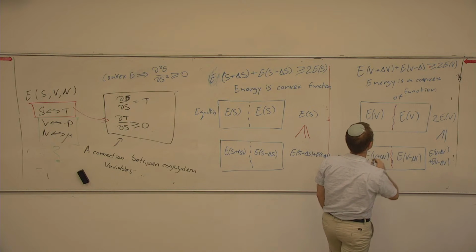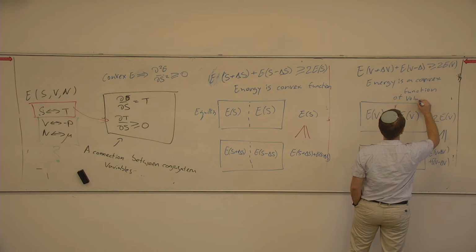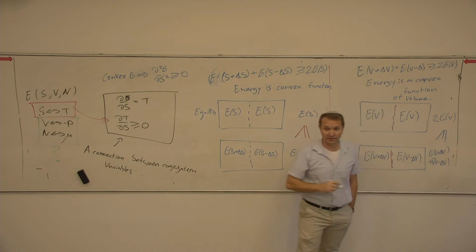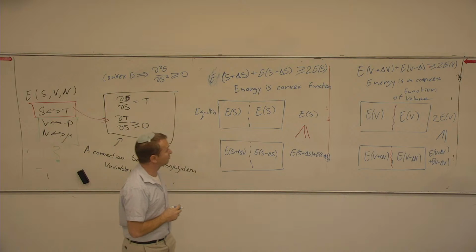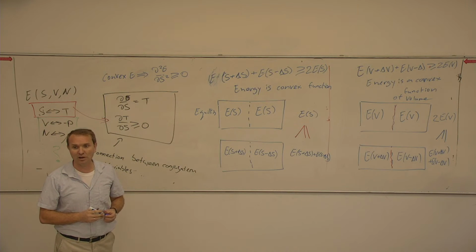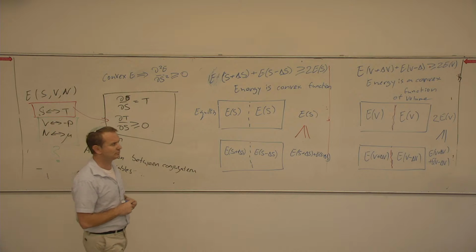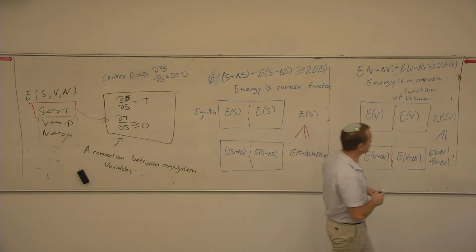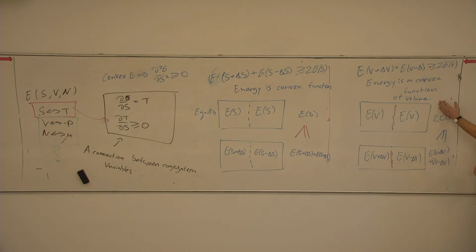Why do the volumes have to be equal in equilibrium? The volumes don't have to be equal, I'm just using this example. They don't have to be. It's just simpler to show the convexity in this way. That's it.